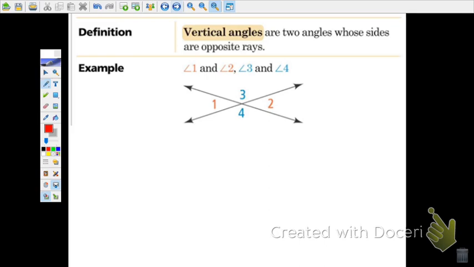Our next angle pair are vertical angles. When we look at the definition, it says vertical angles are two angles whose sides are opposite rays. If we have opposite rays, what do those opposite rays form?